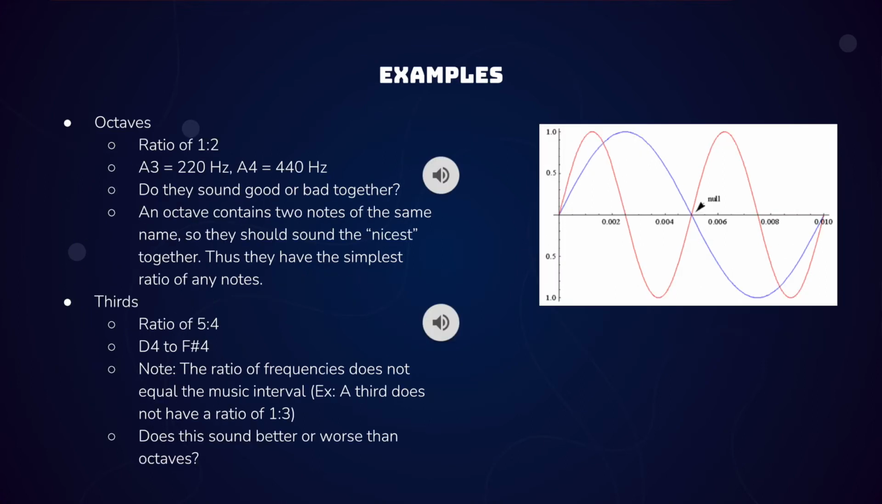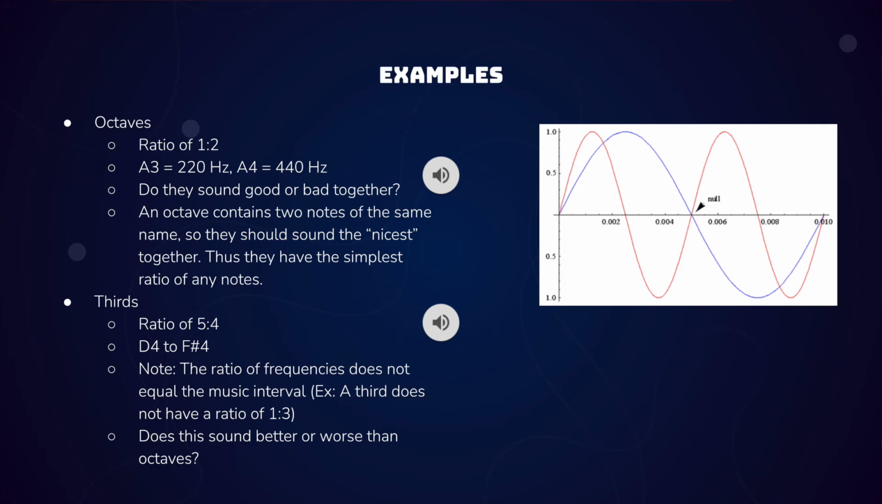So we have some examples of these, and the first one is an octave. These two notes are a ratio of 1 to 2, and the two notes are A3, which is 220 hertz, and A4, which is 440 hertz. These two notes sound good together because they are two notes of the same name and have the simplest ratio of any notes. Therefore, they should sound the nicest together.